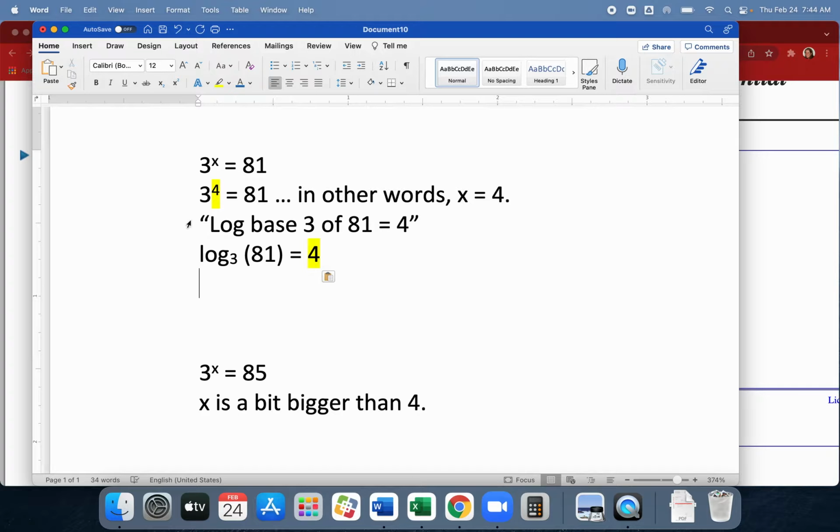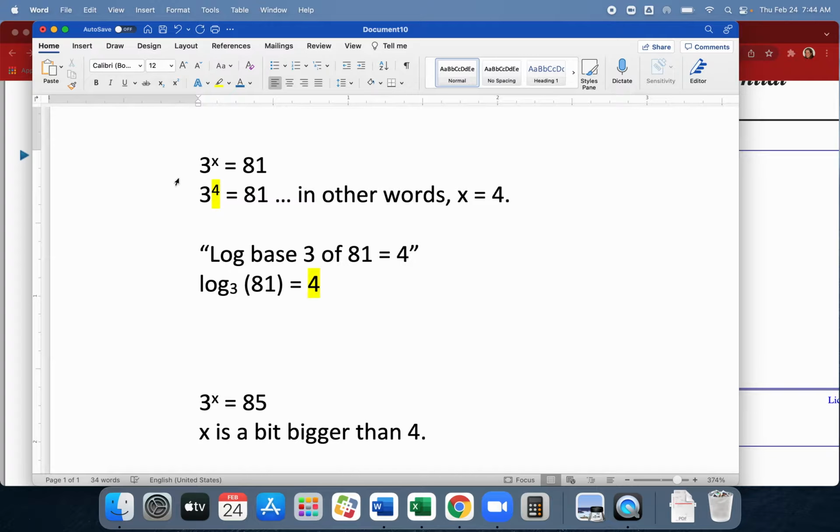If I want to solve this, I could have just answered this, 3 to the x power is 81. What is x? I could write this. x is log base 3 of 81. I just happen to know that the value for that one's 4. If I wanted to solve this equation, 3 to the x equals 81, I could write x equals log base 3 of 81, because those two expressions are equivalent.